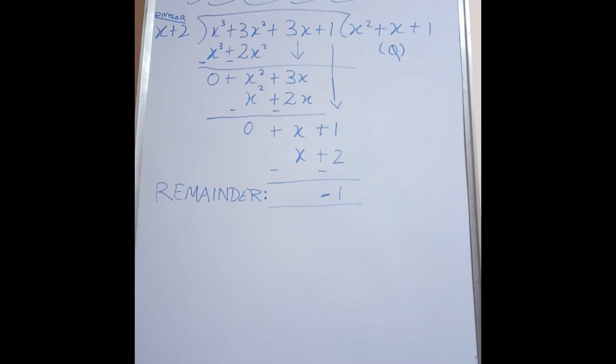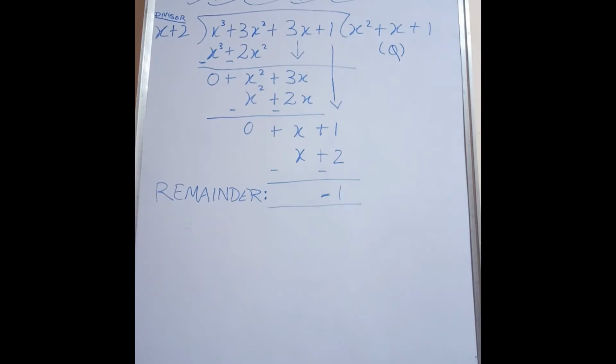Now the method of division is, first we find a term which is multiplied by the first term of the divisor and gives us the first term of the dividend. So here we got x square. Now we'll multiply the x square with the whole divisor, so we get x cube plus 2x square. Now we'll change the sign of x cube plus 2x square, that is, write the opposite sign. So here we got minus x cube minus 2x square, which gives us the answer 0 plus x square.